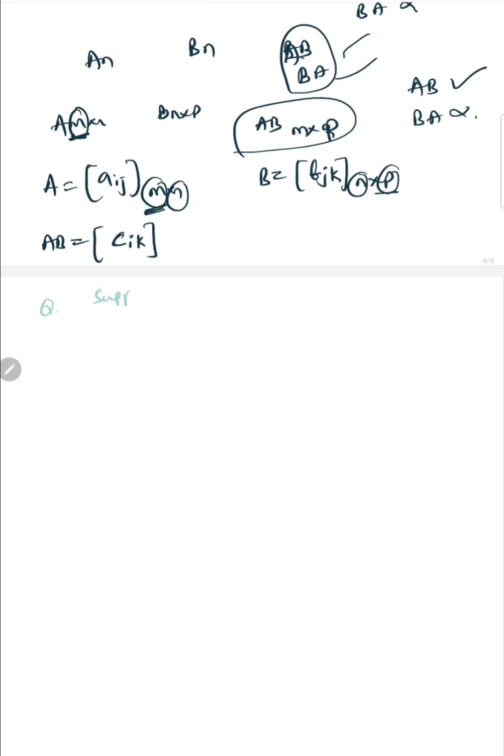Suppose the matrix C is equal to 1, minus 1, 2, 0, 3, 4 and the matrix D is equal to 2, 7, minus 1, 1, 5, minus 4. Then check whether C into D is defined. If it is defined, then find what C into D is.